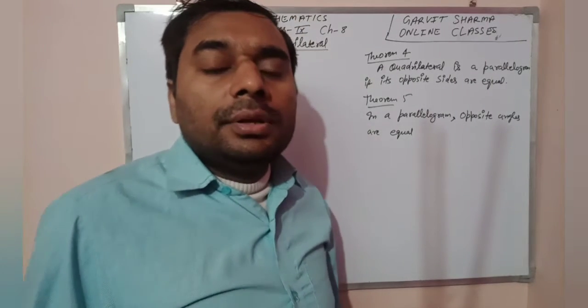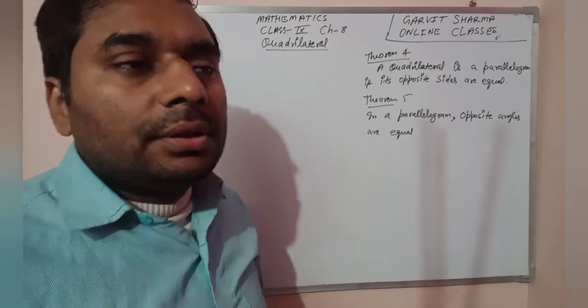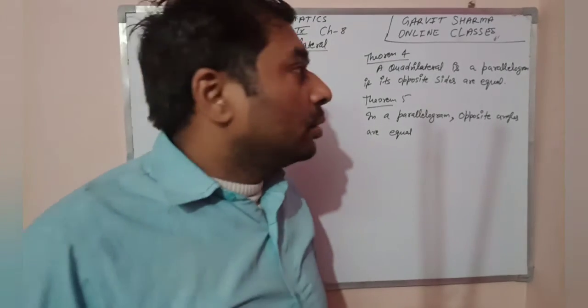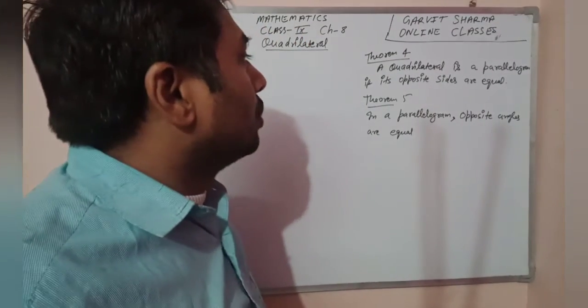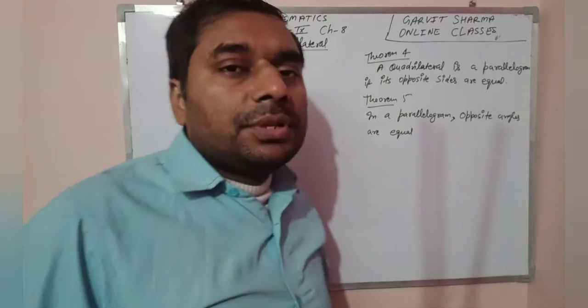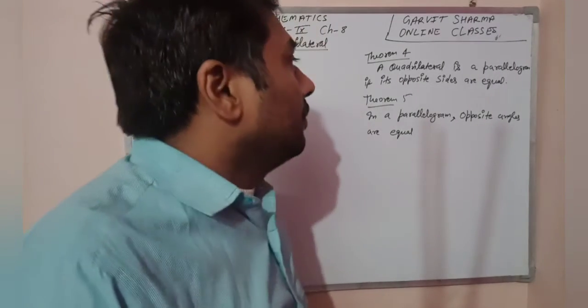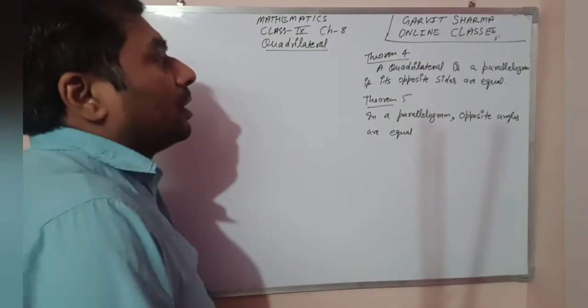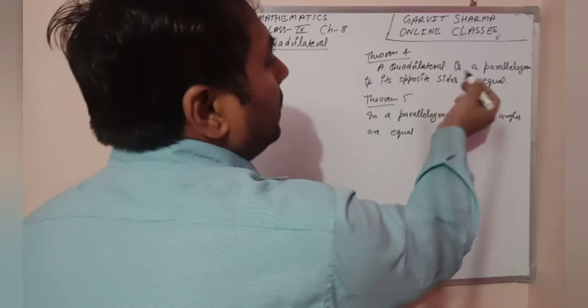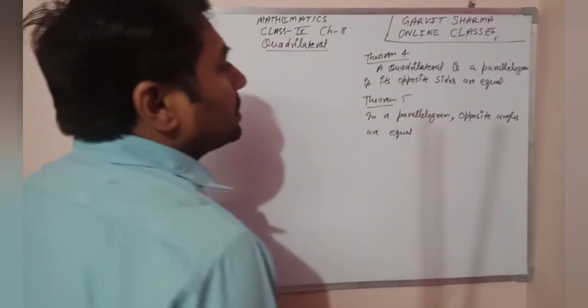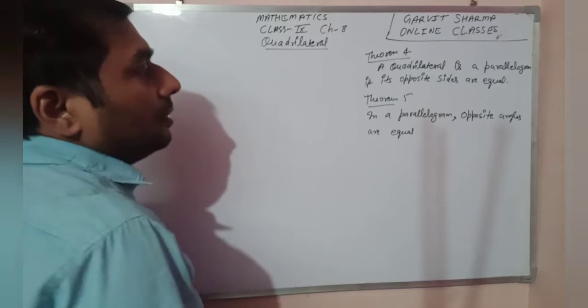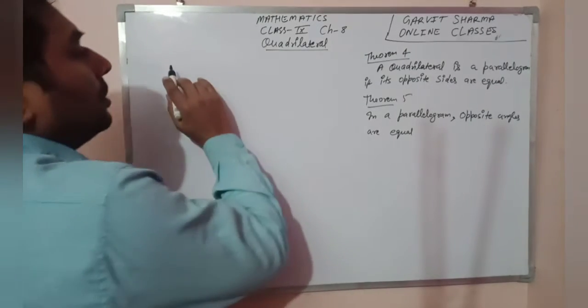We have solved previous theorems up to 3 in our previous videos. Today we will solve theorem 4 and theorem 5 of this chapter. A quadrilateral is a parallelogram if its opposite sides are equal. Let's see theorem 4.